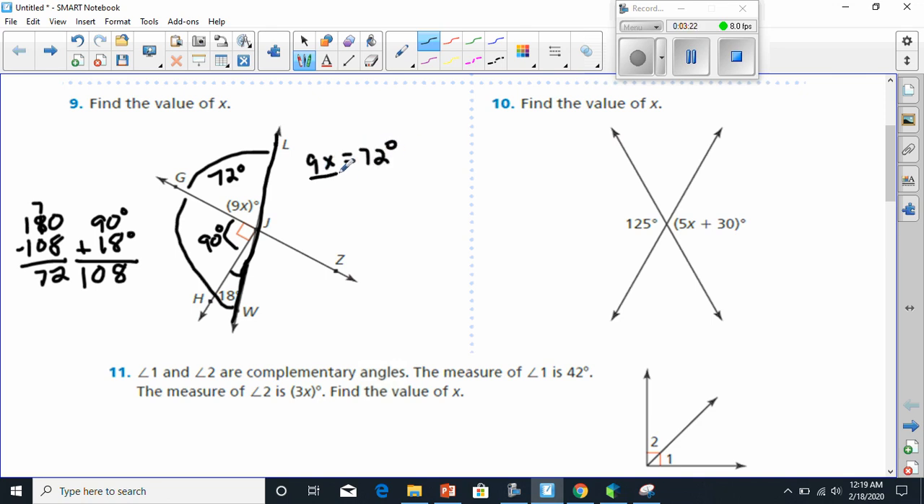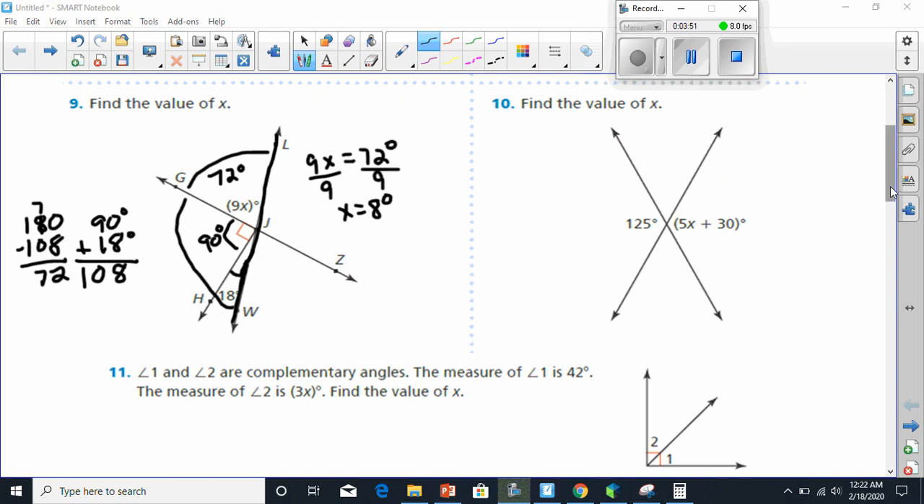If that's true, we can use the properties of division to isolate x by itself. Whatever I divide from one side, I divide from the other. And now x is going to leave us with, well, 9 times 8 is 72, so this must be 8 degrees, or x is 8 degrees. And that solves number 9.